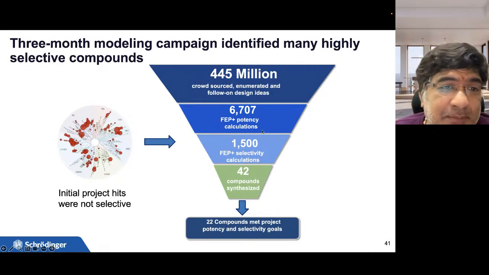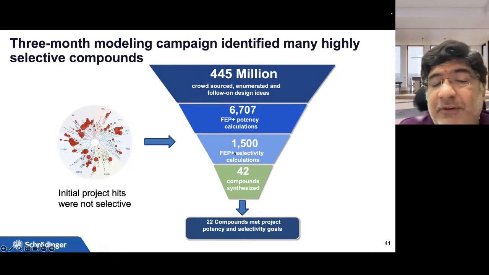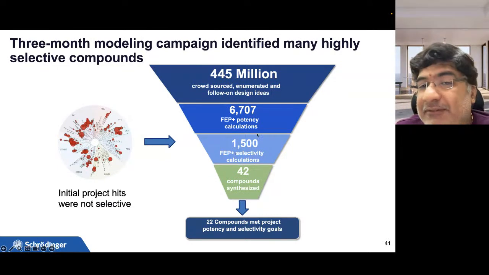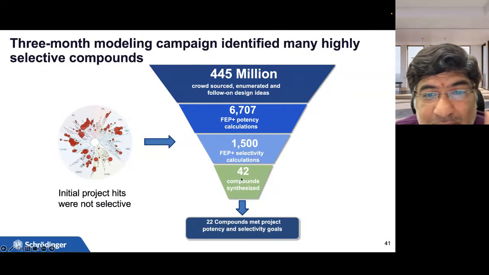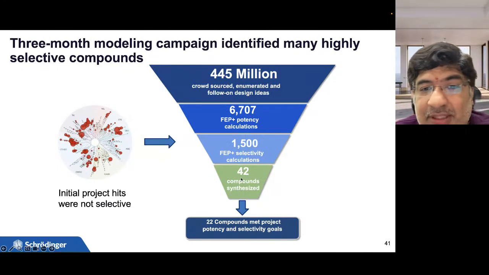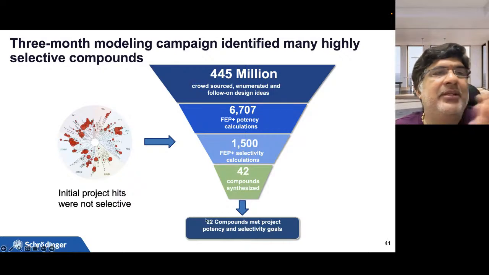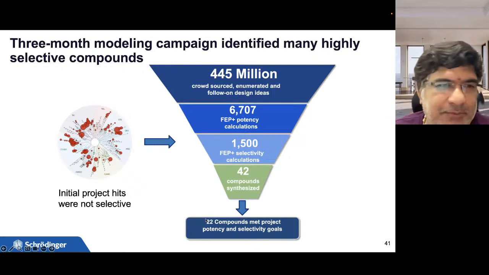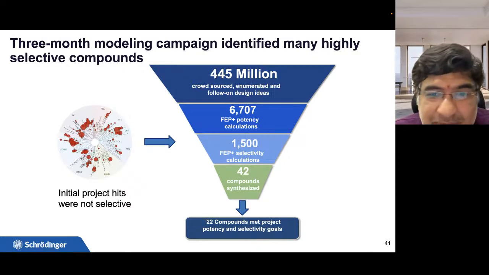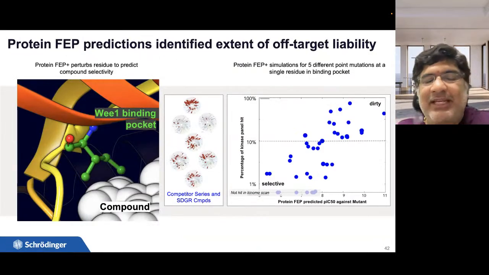So about 1,500 molecules we could identify through FEP, which were highly selective, and from 1,500 molecules, only 42 molecules we shortlisted for the synthesis, and out of these 42 molecules, 22 molecules reached the desired objective. They were highly selective and they had very good kinase profiling.